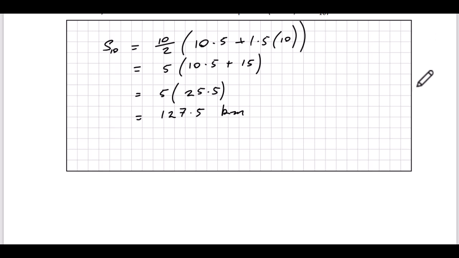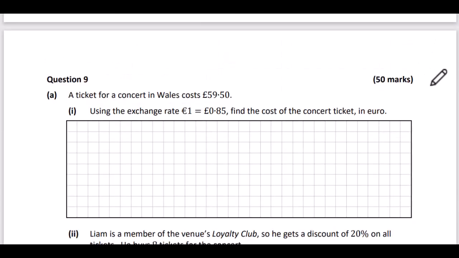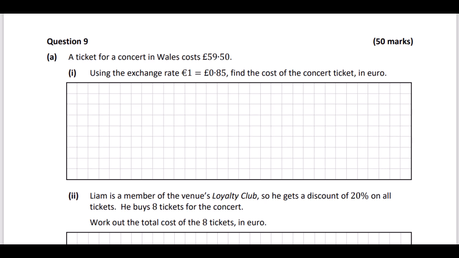Okay, so let's have a look at the next question. This is question 9. A ticket for the concert in Wales costs £59.50. Using the exchange rate, €1 is equal to £0.85, find the cost of the concert ticket in euros. So we have €1 is equal to 0.85, or 85 pence, a pound. We need our answer in euros, so I'm going to just switch these around and put euros on the right hand side. So it's £0.85 is equal to €1.